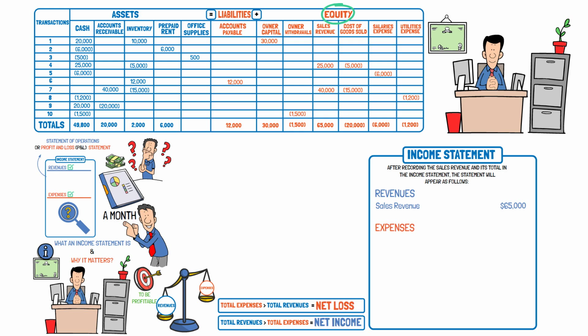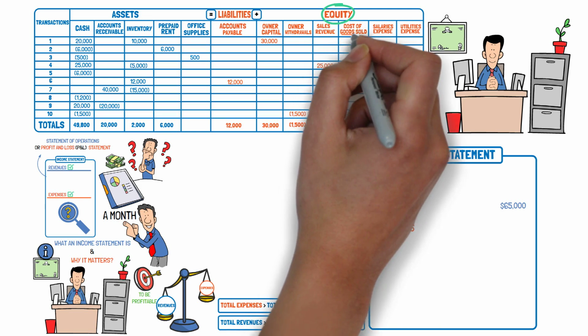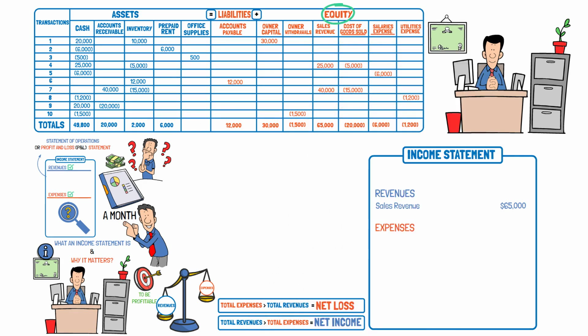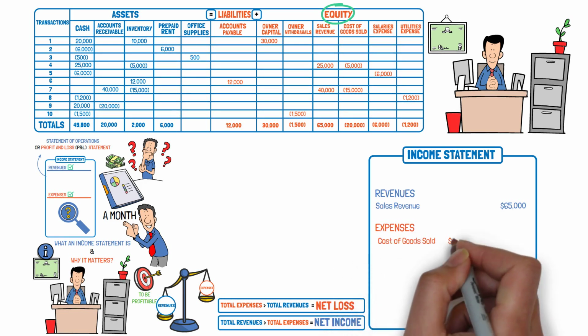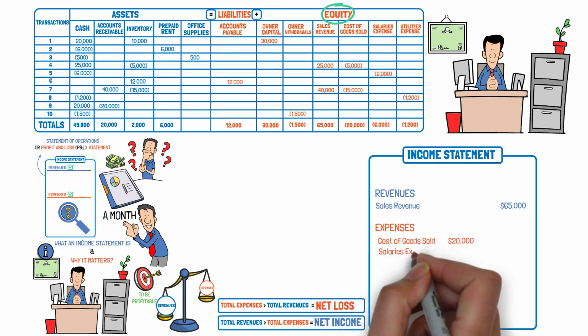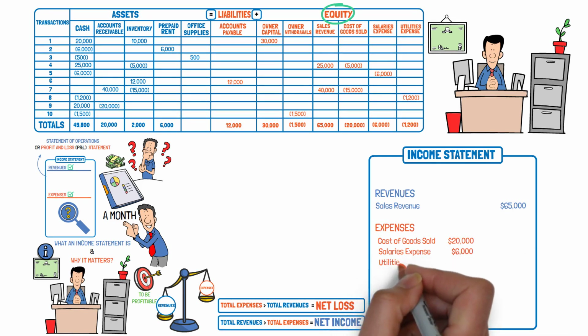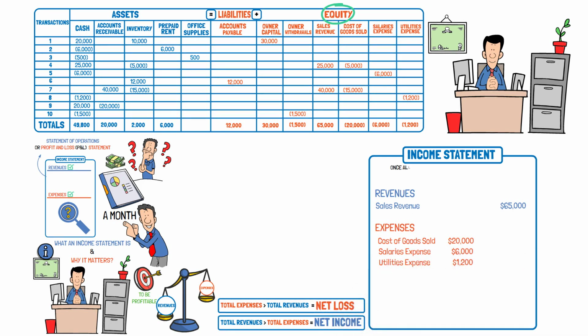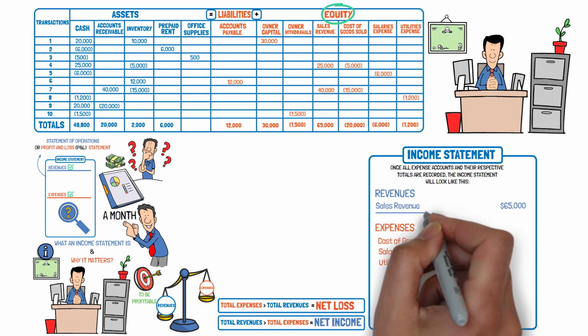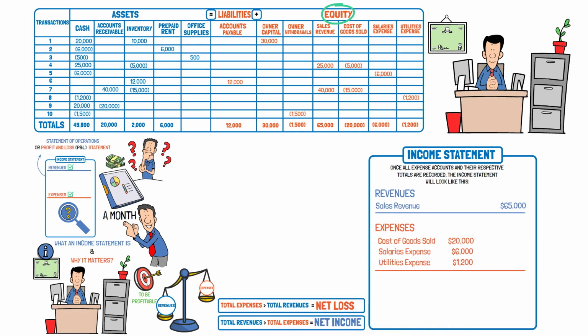Next, after listing the revenue accounts, the expense accounts are presented in the income statement. For ABC Clothing Company, there are 3 expense accounts to include: cost of goods sold, salaries expense, and utilities expense. Cost of goods sold totals $20,000, salaries expense totals $6,000, and utilities expense totals $1,200. Once all expense accounts and their respective totals are recorded, the income statement will look like this. As you can see, the total of the 3 expenses amounts to $27,200.